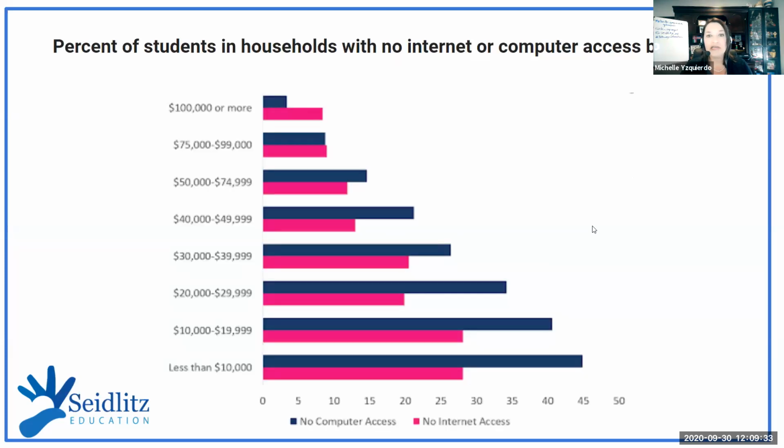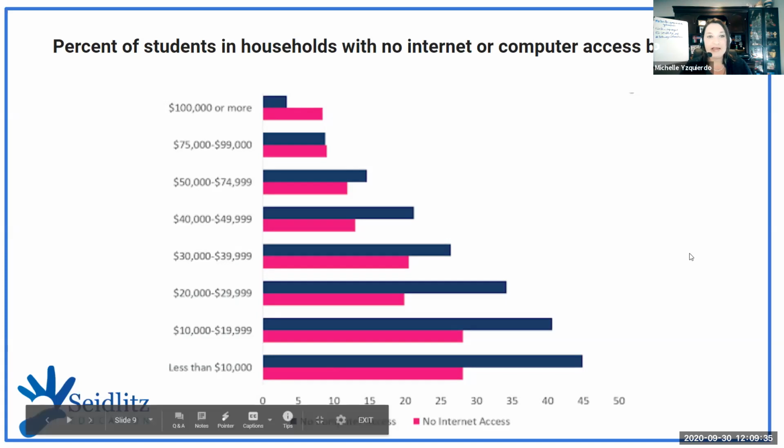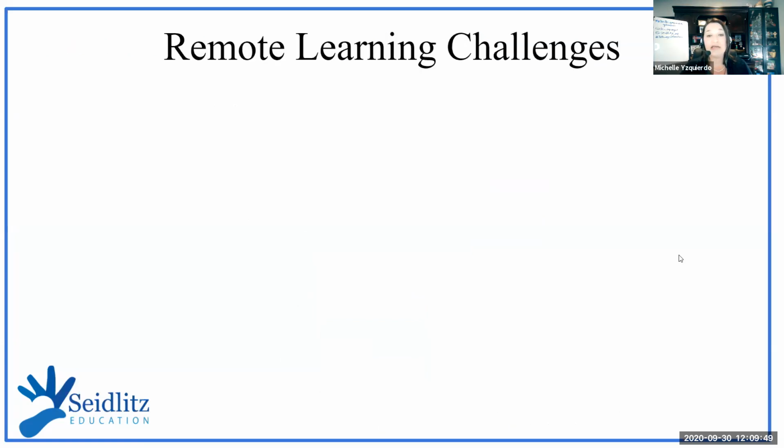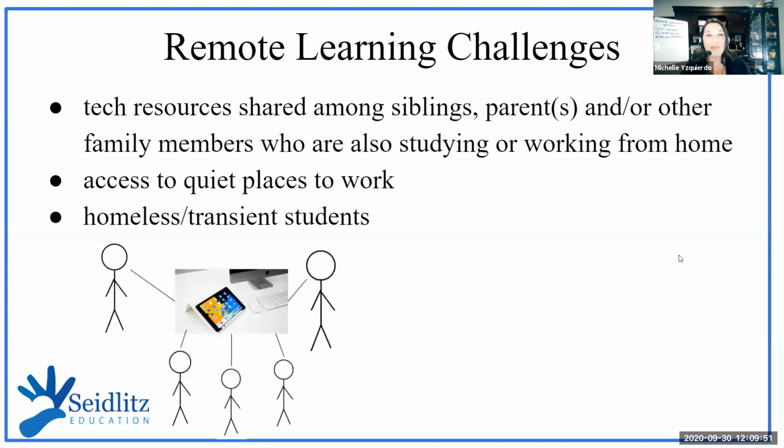A couple more charts here that you can clearly see. The divide is also furthered by income. So income levels is a huge piece there. And then here's just another visual to show you by race how these kids are doing in terms of access to technology.